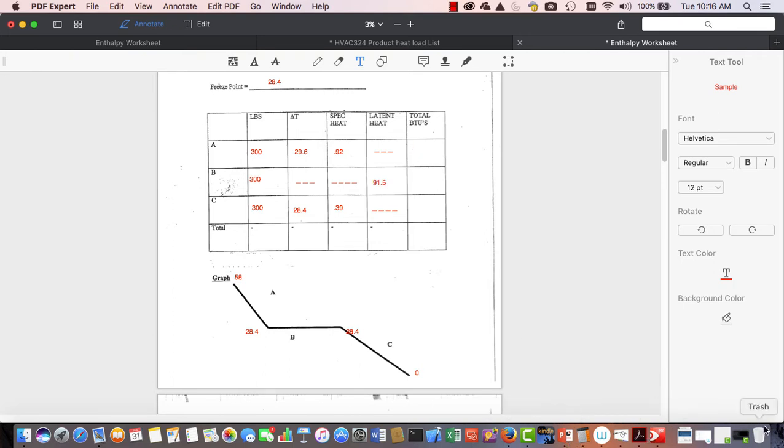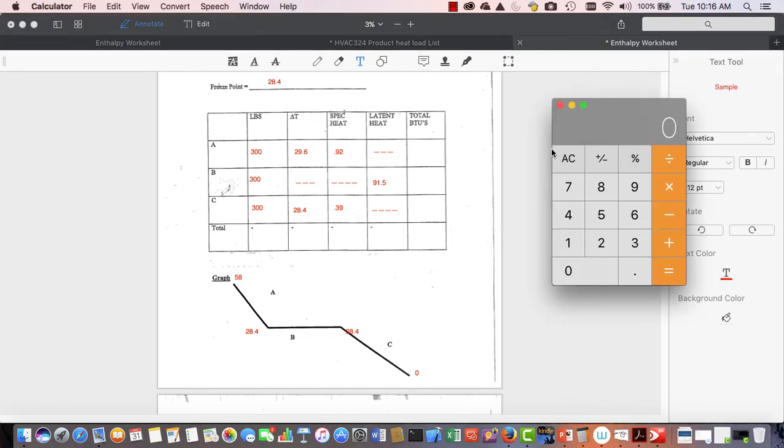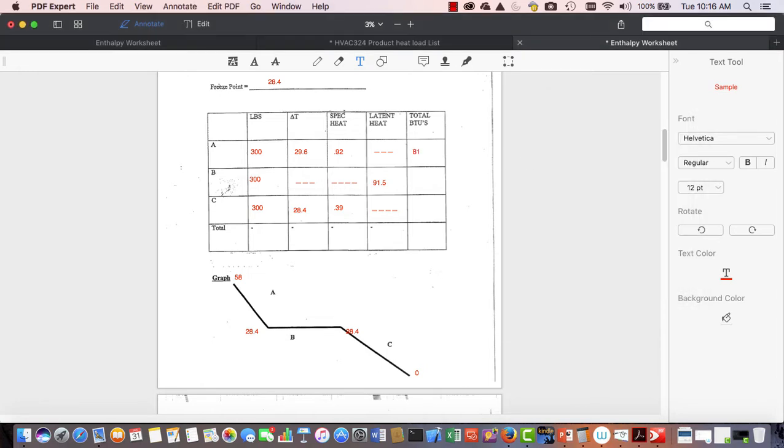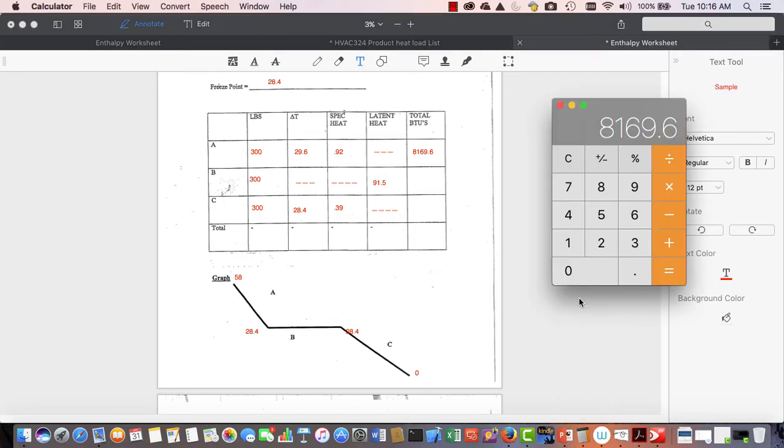So you come back to your trusty calculator. Let's clear off my last number. We do 300 times 29.6 times 0.92. That's 8169.6. So here, 8169.6. Then we have our latent heat change, 300 times 91.5. So again, we'll come over here, we'll do 300 times 91.5, and that is going to give me 27,450.